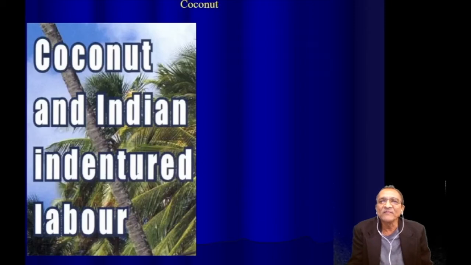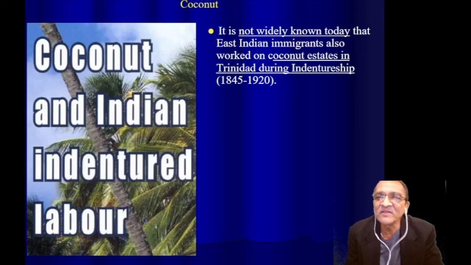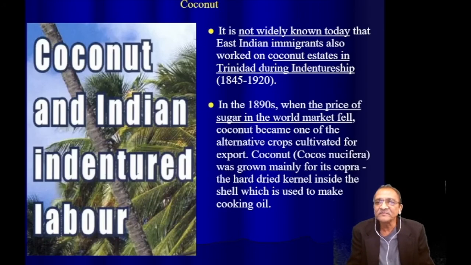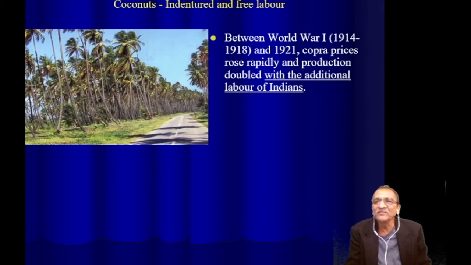So I moved to coconut now. Again, it's not widely known today that East Indian immigrants work on coconut estates. And when the price of sugar fell again, the planters were looking for alternative crops. And so they turned to cultivation of coconuts. The price and the cultivation of cocoa, coconut, and rubber increased dramatically with the arrival of indentured immigrants from India.